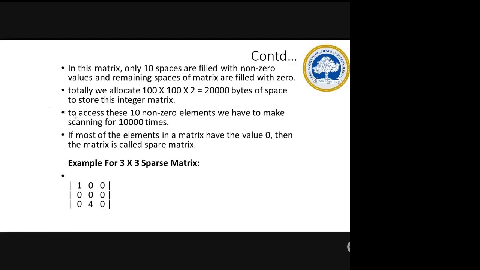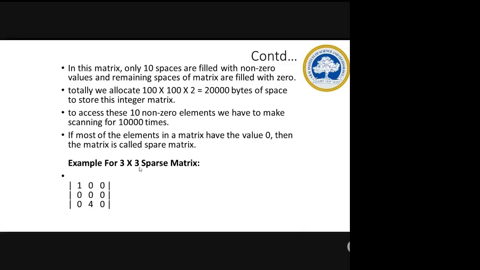To access the non-zero elements, what will be our procedure if we want to take the 10 elements out of these 10,000 elements? We have to scan 10,000 times, and only then can we find the 10 elements. So finding the non-zero elements is difficult, and lots of memory space is also wasted. So what is the solution? That is what we are going to see now.